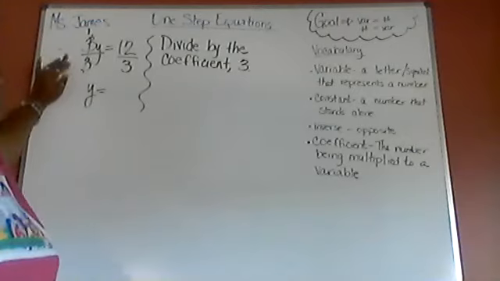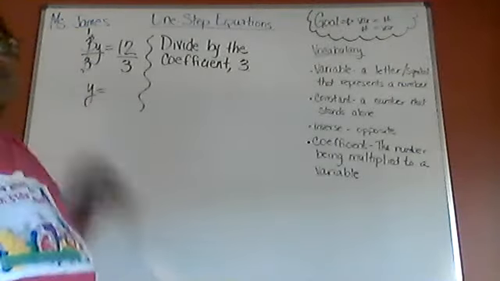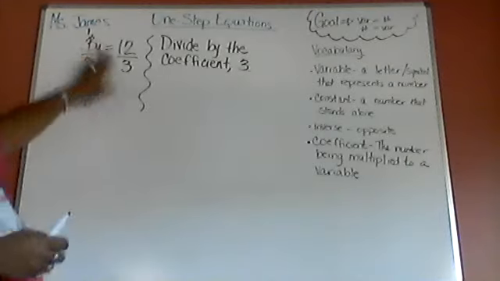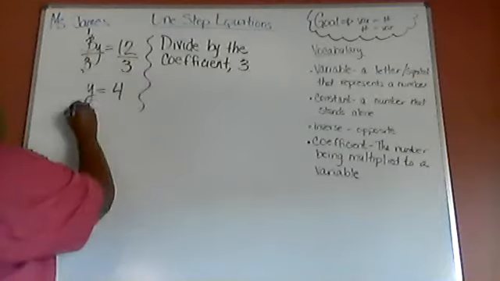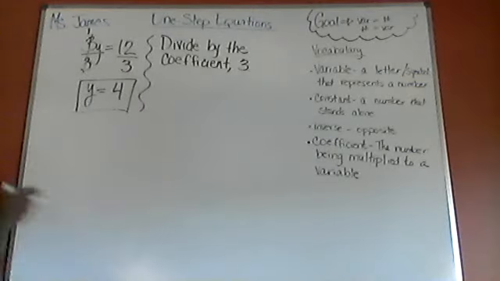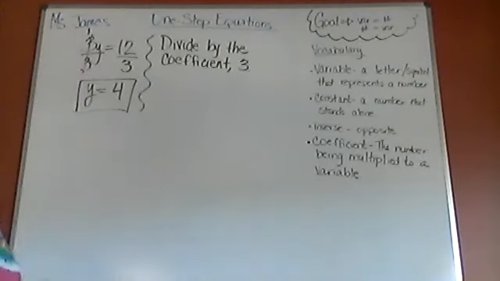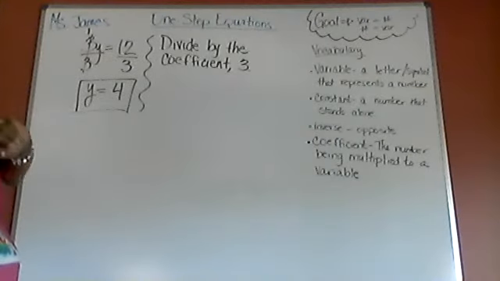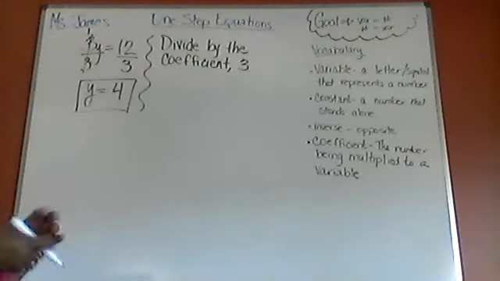Because we divided by 3 on one side, we must divide by 3 on the other side of our equation, to keep the balance. So 12 divided by 3 is 4. And we have reached our goal. Our goal is variable equals a number. So our one step in this one-step multiplication equation is divide by the coefficient. And in this instance, the coefficient is 3.